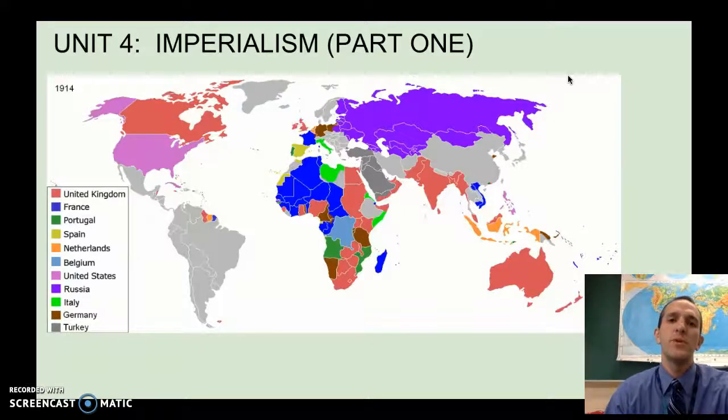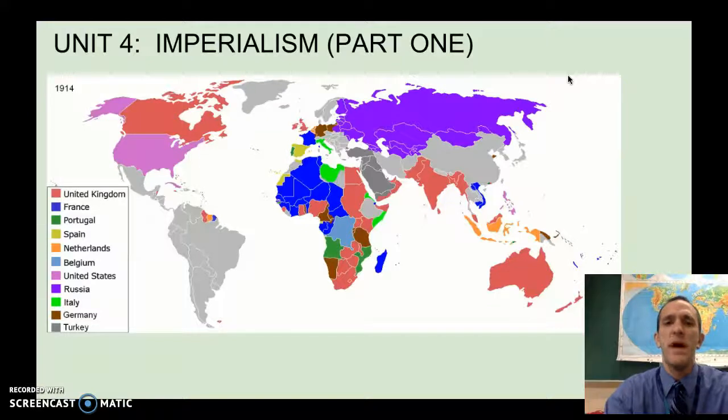Welcome to unit number 4, which is called Imperialism. This period of imperialism is really going on at the same time as the Industrial Revolution. I'll tell you what it is in a second. Part of it ties in a little bit with the Age of Revolutions, which is the political revolutions in France and Latin America and Haiti and the United States.